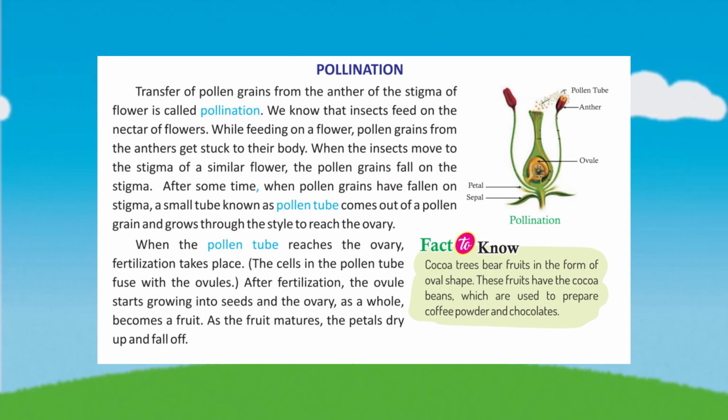After some time, when pollen grains have fallen on stigma, a small tube known as pollen tube comes out of a pollen grain and grows through the style to reach the ovary. When the pollen tube reaches the ovary, fertilization takes place. The cells in the pollen tube fuse with the ovules. After fertilization, the ovule starts growing into seeds and the ovary, as a whole, becomes a fruit. As the fruit matures, the petals dry up and fall off.